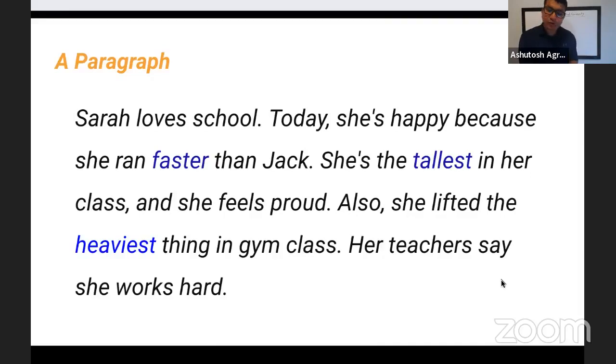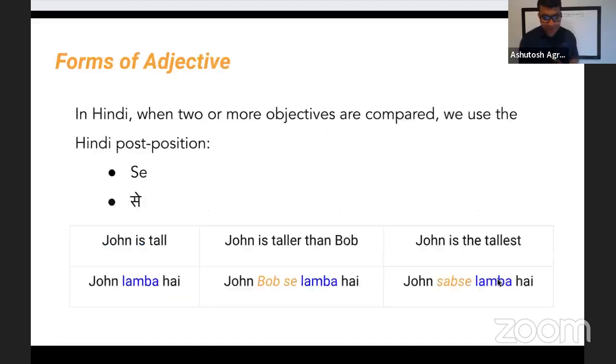Okay, so now let's get back to grammar. We'll do one more slide and then we'll go to the whiteboard session. So in Hindi, when there are two or more objects that are being compared, we use the postposition called "se". We have used "se" quite a lot in the past to explain "from".